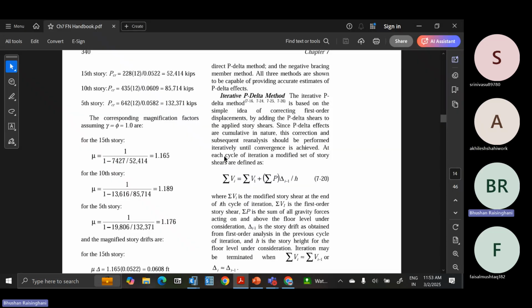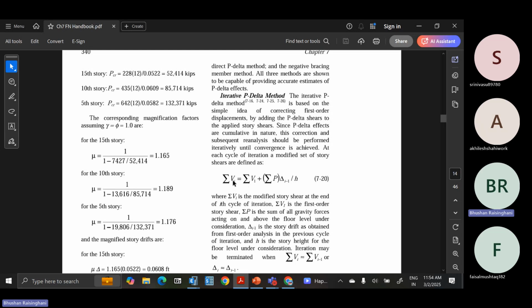Now, at each cycle of iteration, a modified set of the story shears is defined. So Vi, what we want to obtain, is equal to sigma V1 initial run plus sigma P into delta of i minus 1 upon H. So what is happening at story 1, we have the shear V1. Now let's say I am doing for story 2.